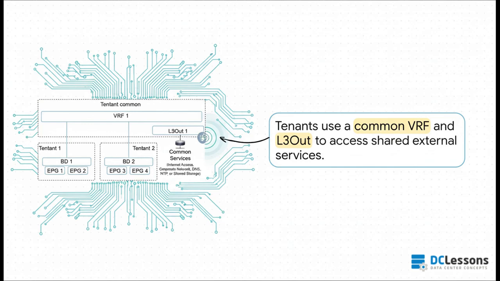Notice that Tenant Common has one job here. It holds the shared VRF and the L3 out, which is your fabric's gateway to the outside world. All Tenant 1 and Tenant 2 have to do is link their networks to this one VRF. And the beauty of this is that it makes your life so much easier. You manage one exit point, one set of firewall policies, one routing configuration. It's clean, secure, and efficient.